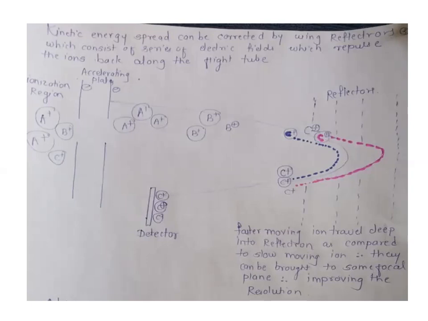The time of flight is the simplest kind of instrument. It is also rugged. It has extreme sensitivity. All ions can be easily detected. It has unlimited mass range. It has a faster speed of analysis, and we have easy accessibility to the ionization region.